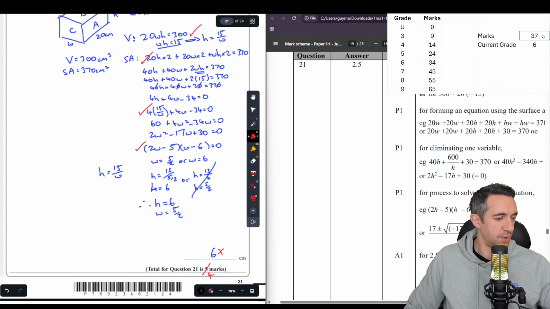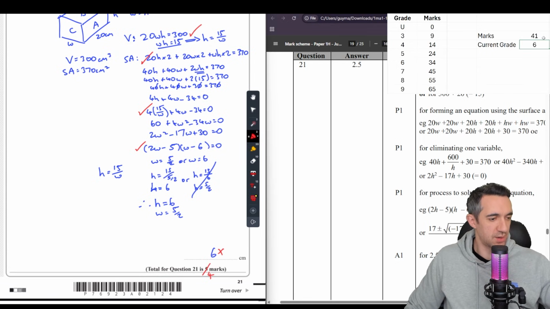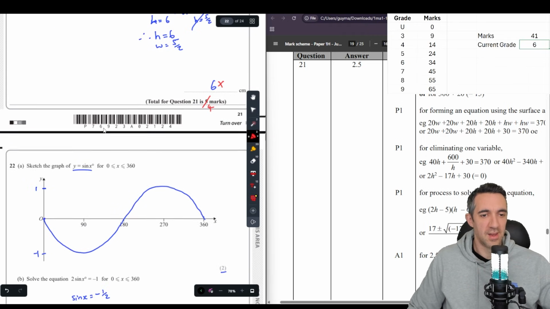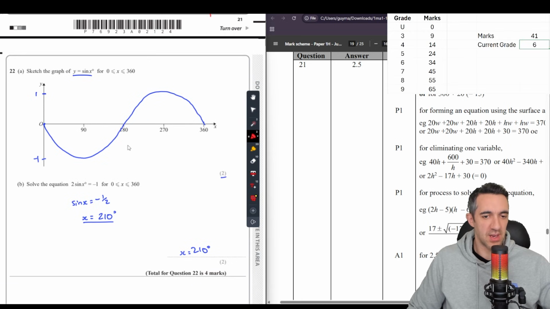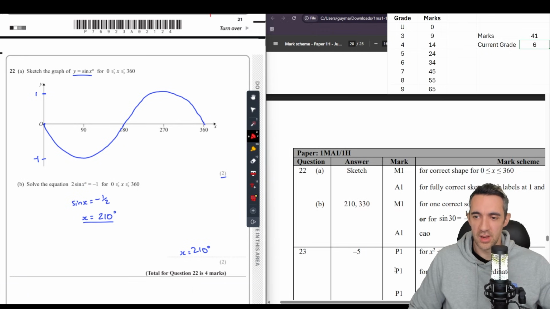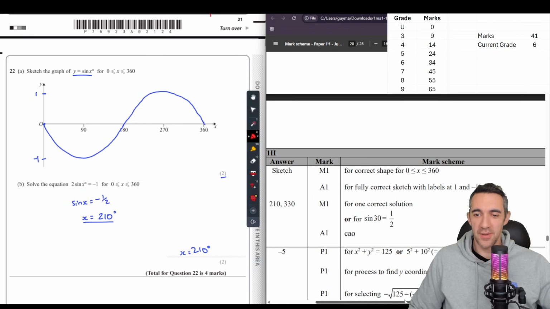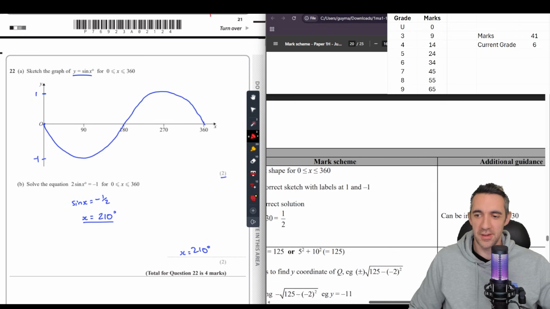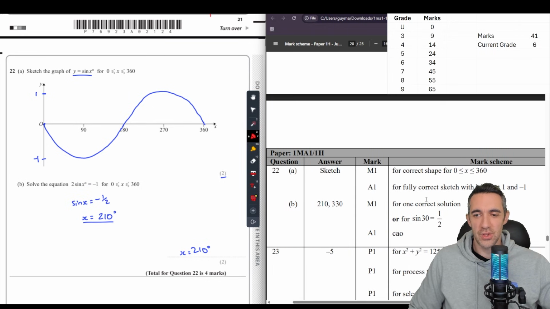Right, we are pushing now, aren't we? We really are. 4 more marks. Still on a grade 6, but I am not far from that 7. Can we make it? Can we make it? Let's see. So 22. Sketchcraft, I wasn't sure about this one. I wasn't sure how to get 1 mark. What do I get? Oh, no, I've got nothing. I wasn't sure about the labels.